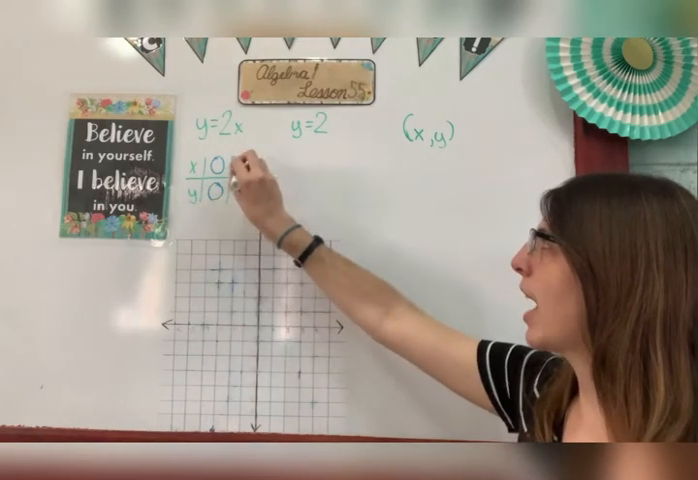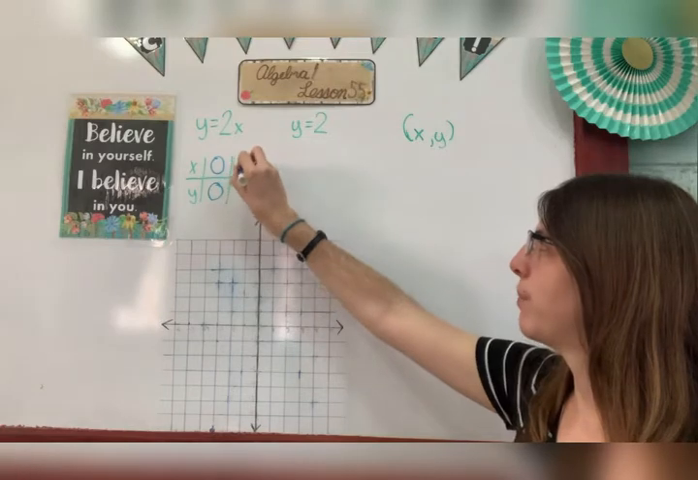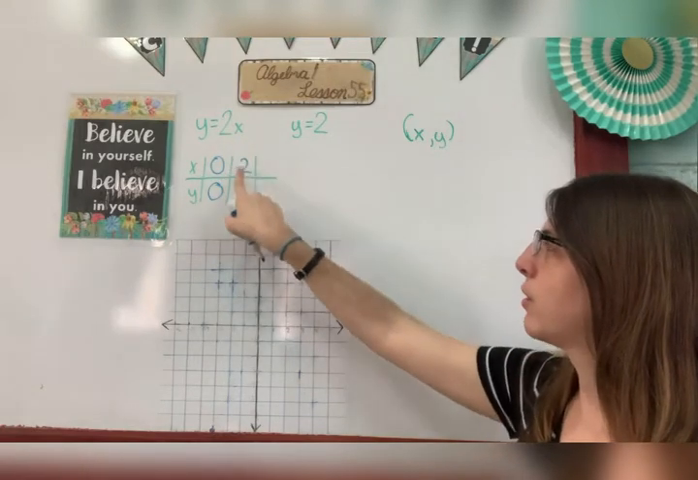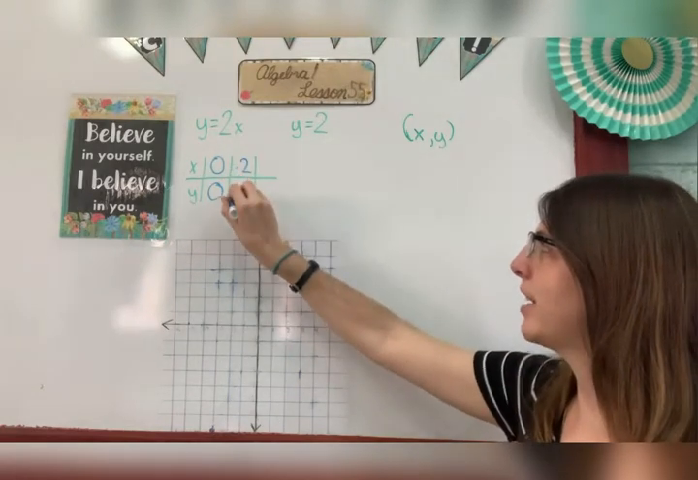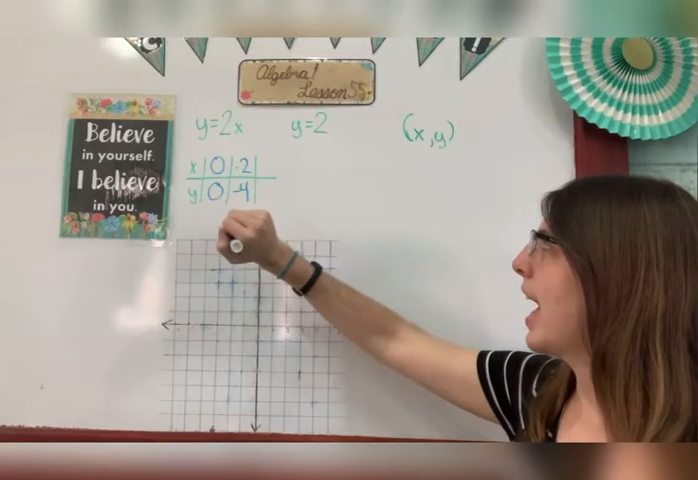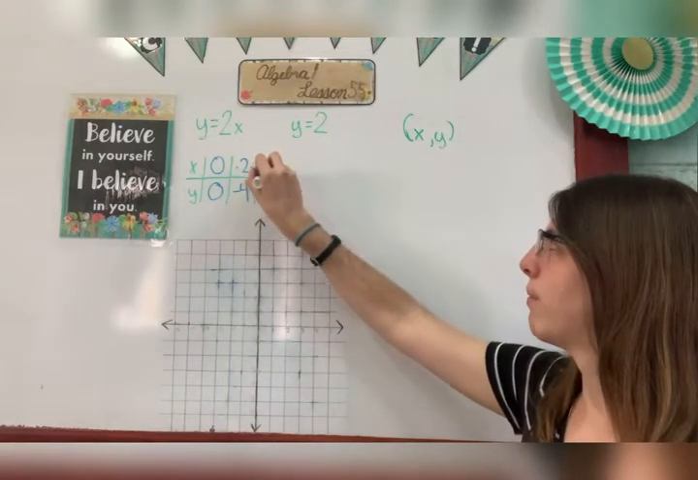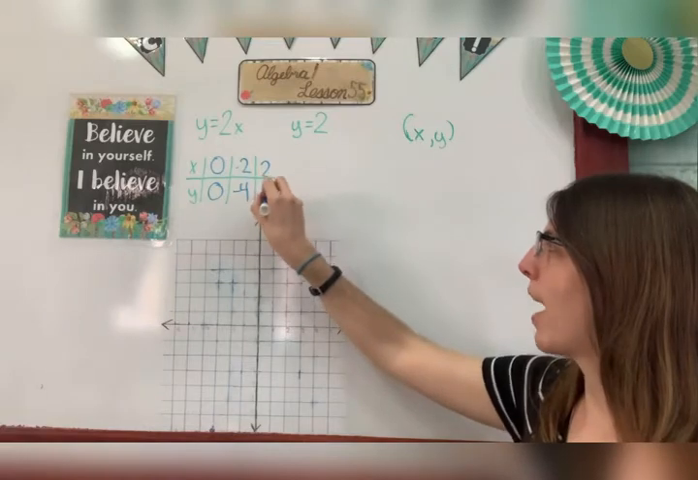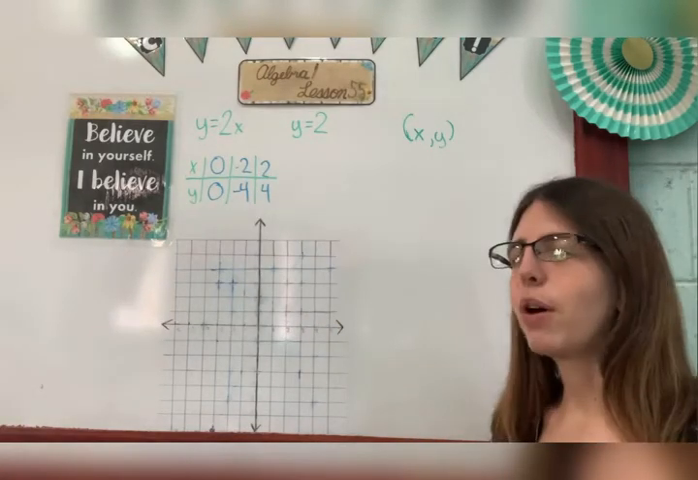All right, let me try negative 2. Positive 2 times negative 2 is a negative 4. And let's do positive 2. 2 times 2 is positive 4. Okay, now I'll graph this.